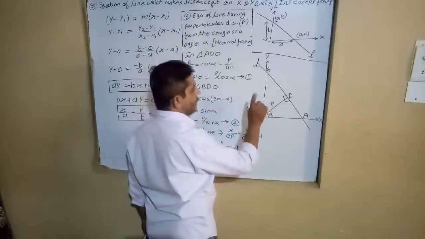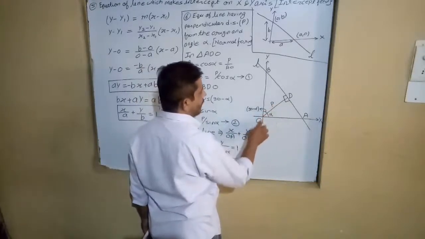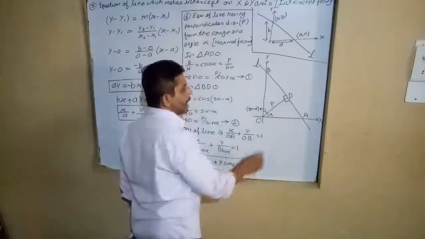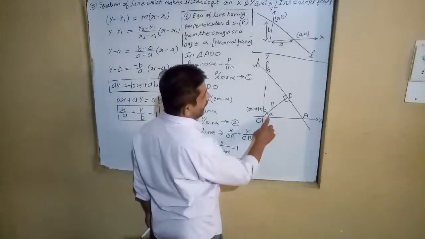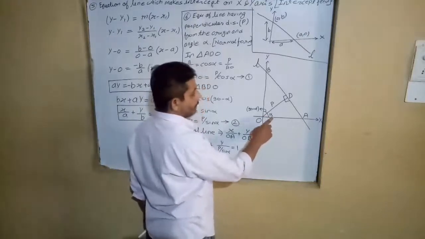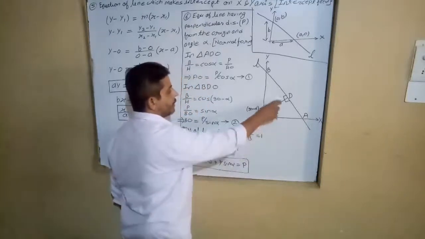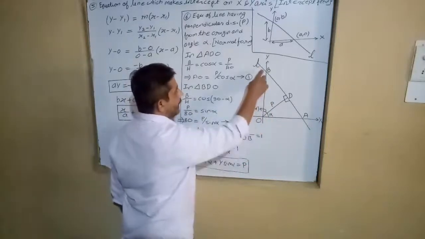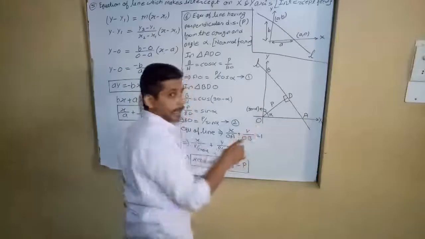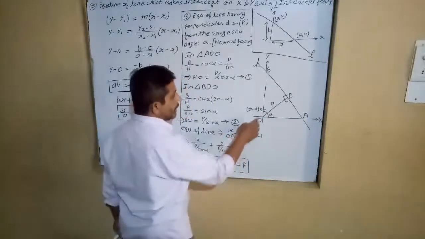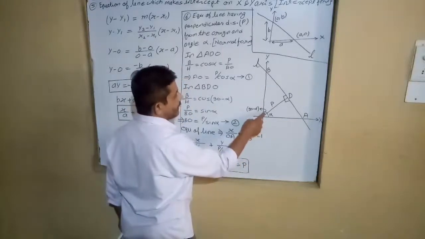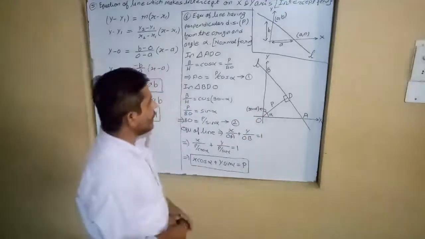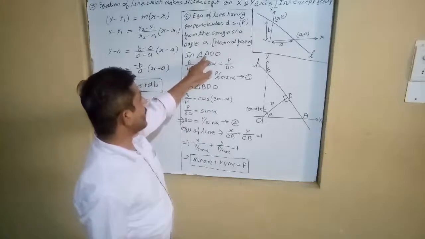P is the perpendicular. OD perpendicular to AB means this is 90 degrees, and this angle is called alpha, along with the angle of this perpendicular. So when this is alpha, look at here, angle BOA is 90 degrees. This is the origin. If we talk about this angle, it will come as 90 minus alpha. Now we take the first triangle ADO.